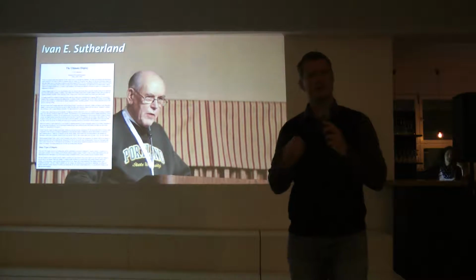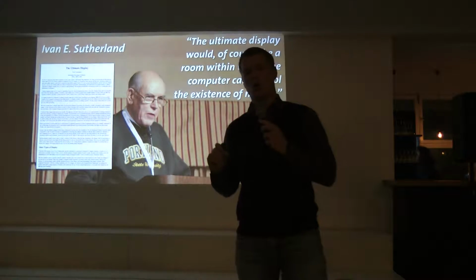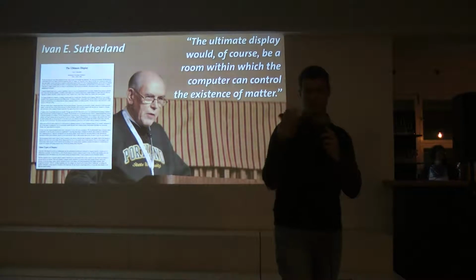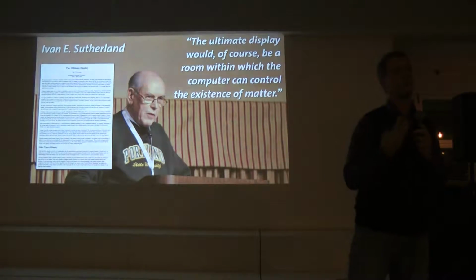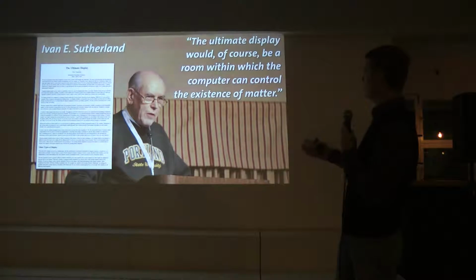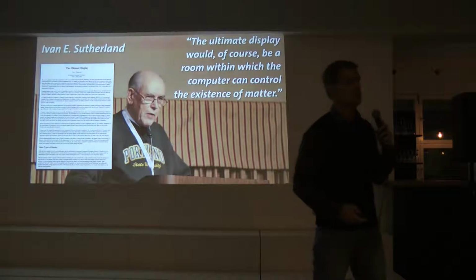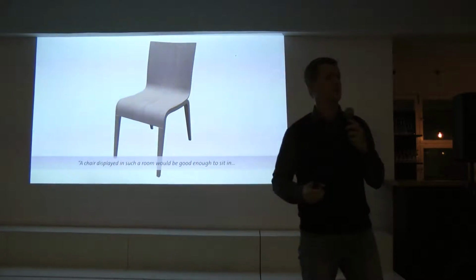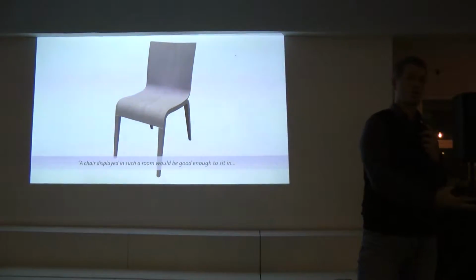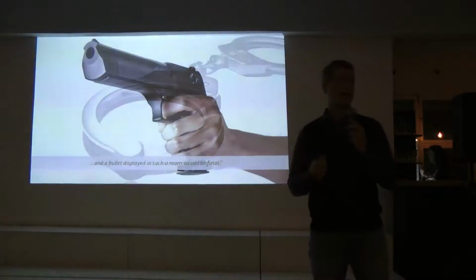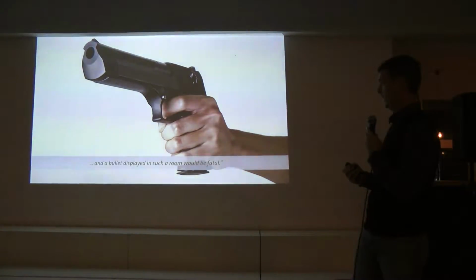And in 1965, Ivan Sutherland wrote a wonderful essay called The Ultimate Display. And there he thought about or speculated what an ideal, optimal computer display would look like. And he concluded the ultimate display would of course be a room within which the computer can control the existence of matter. What does that mean? So he gave some examples. He said a chair displayed in such a room would be good enough to sit in. Handcuffs would be confining, and a bullet would be fatal.